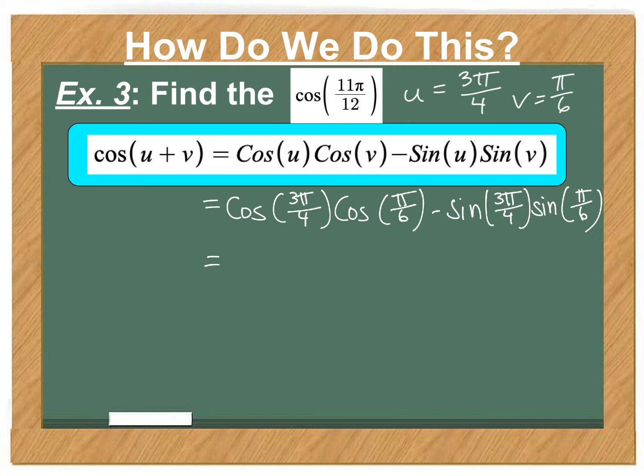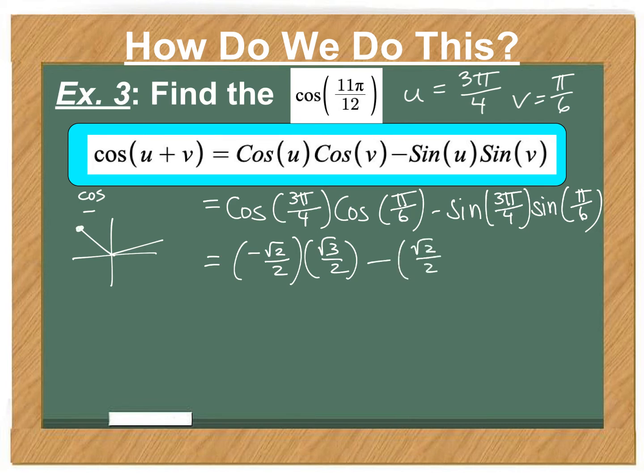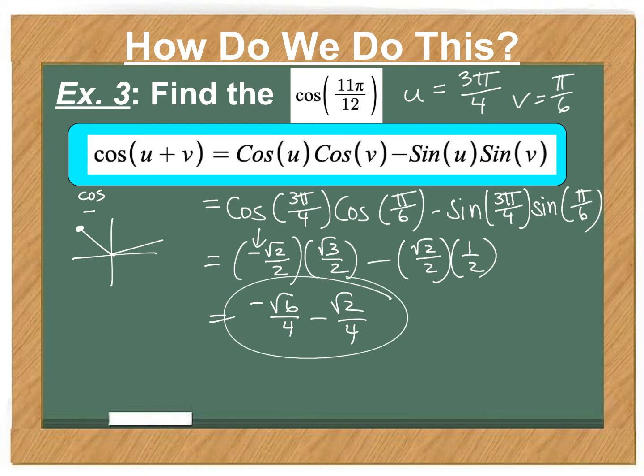And now we should be good to go. So the cosine of 3 pi over 4. Now remember, that's over here, and cosine is negative. So you have to make sure you're using the correct plus minus sign. We're on our medium triangle, so this is going to be negative root 2 over 2. Cosine of my small triangle, that's root 3 over 2. Minus sine of my medium. Sine is positive in the second quadrant, so this is a positive root 2 over 2. And then sine of the little is 1/2. So don't drop that negative. Now we have negative root 6 over 4 minus root 2 over 4. And there's our answer for the cosine of 11 pi over 12.